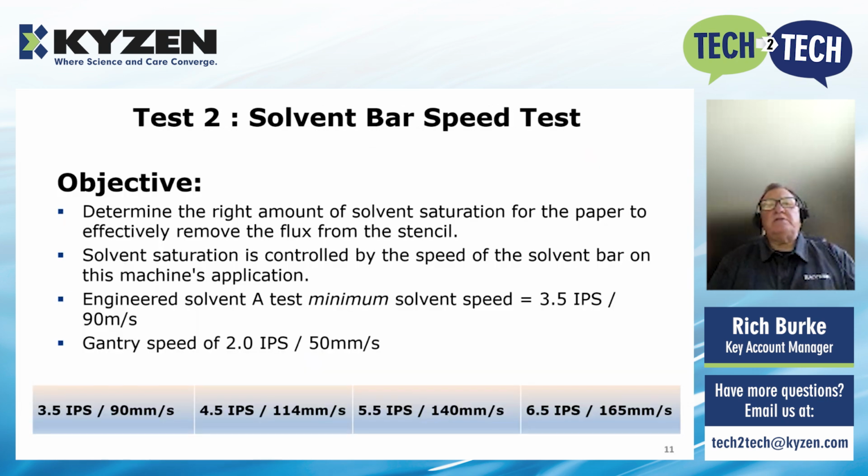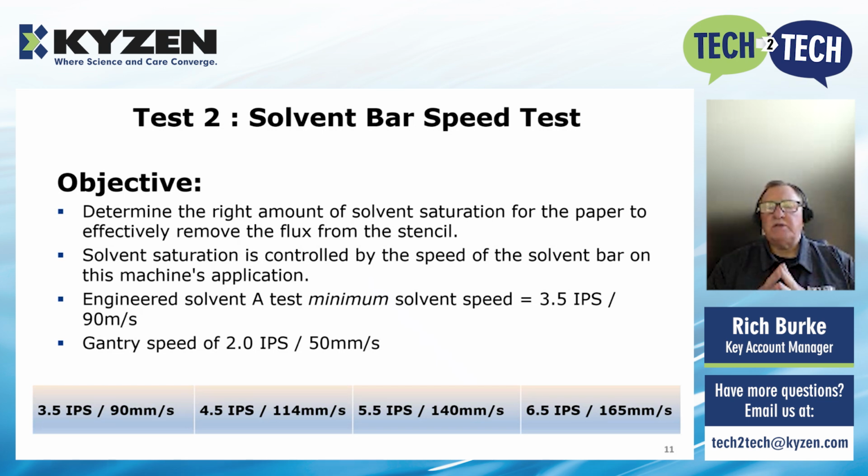So test number 2 is looking at the effect of the solvent bar speed. Again, the solvent bar on this particular printer is the mechanism that delivers the solvent to the paper. In this case, we want to determine the right amount of saturation of the paper, and that's controlled through the speed. The minimum speed tested here was 3.5 inches per second. That up until now has been very common in what one would run.